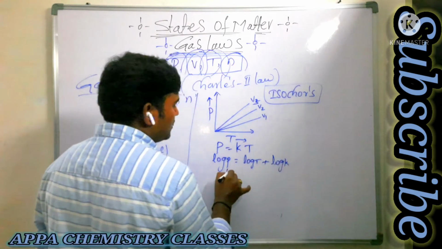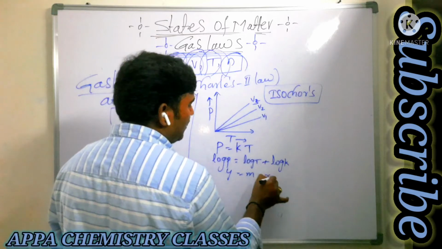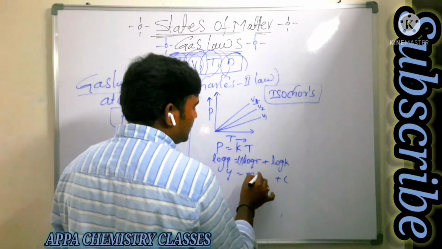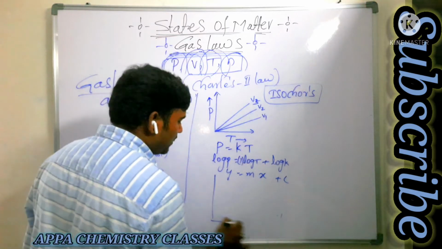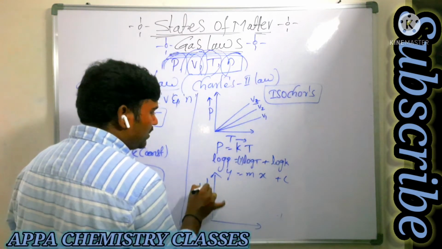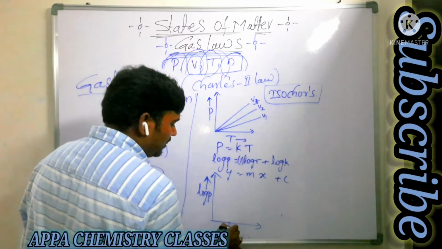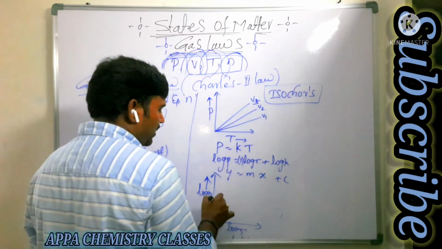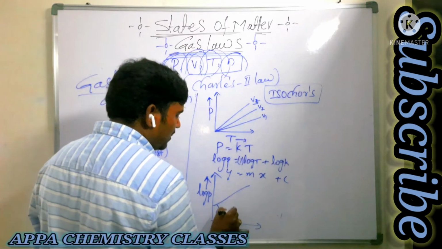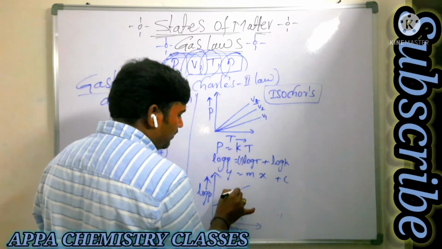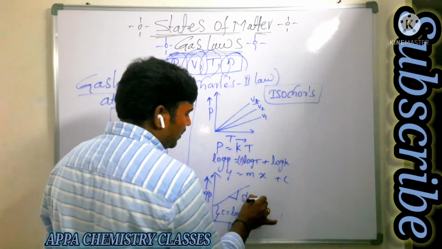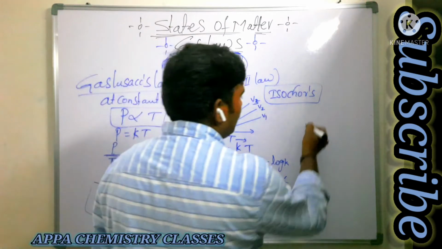So here also it is in the form y is equal to mx plus C. This is m, this is x. Now when you plot the graph between log P versus log T, we get a straight line with positive slope. The intercept C is equal to log K. The slope here is 1.